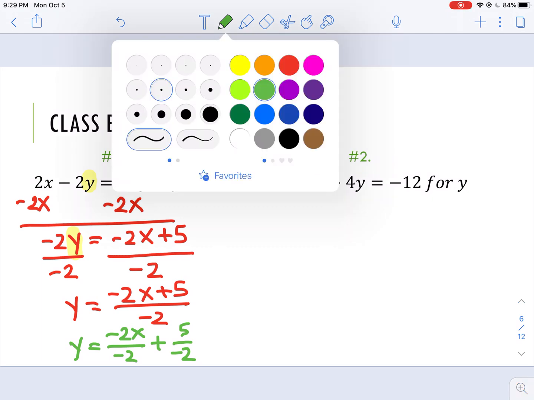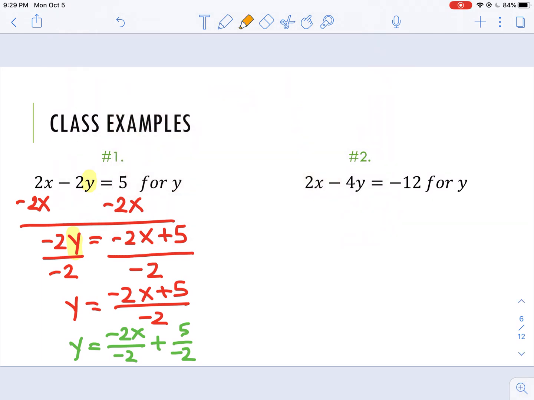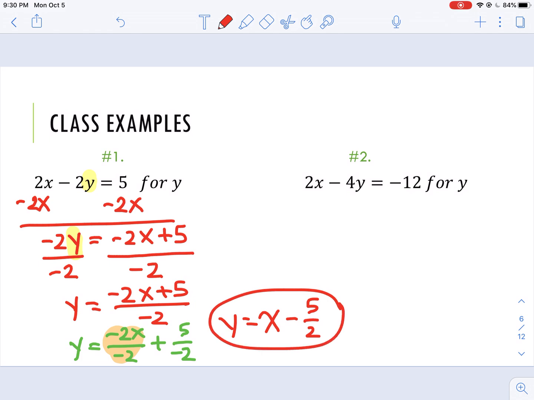We can. We notice that we can simplify that first term. In this case, this first term simplifies to, well, negative 2 divided by negative 2 is positive 1. So I'm going to write y equals x. I'm going to change those signs, x minus 5 over 2. And that's my final answer in simplest form. So it's important we take that extra step and see if we can simplify our term even further.